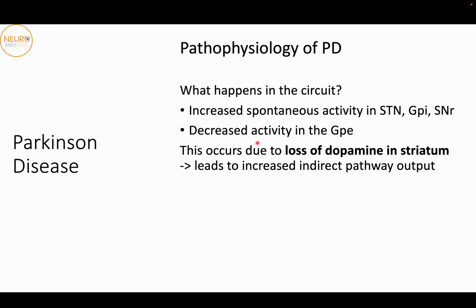There's also been found to be decreased activity in the GPe. All of this is usually happening because there's a loss of dopamine in the striatum, and this leads to increased indirect pathway output.